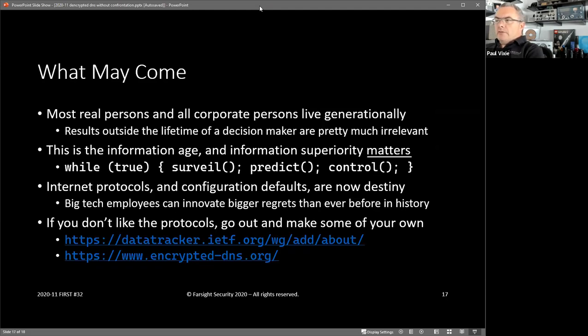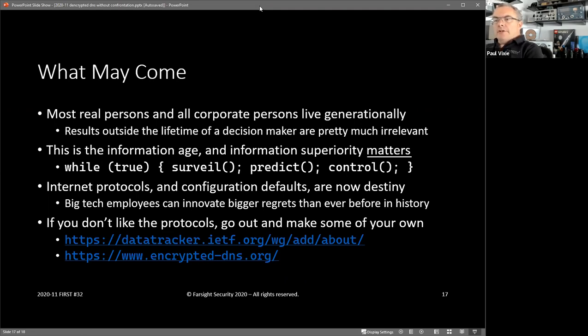Okay, so this is the information age. So it's not land, it's not sea, it's not air, it's not space, it's information. And whoever has information superiority gets to control their own business conditions and everybody else's. And the way this works is very simple. You surveil, you predict, and you control. And you keep doing that. And you do that with everything. And so it's the surveillance capitalism model because it gives you power in the information age to do so.